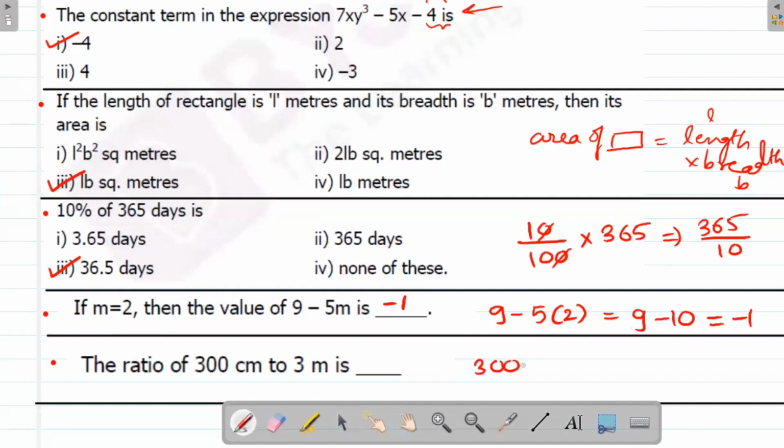Now, this is 300 centimeter and this is 3 meter. Now, ratio can always be calculated whenever there are the same units. So first you need to convert this meter into centimeter. Now, conversion we know: 1 meter is equal to 100 centimeter. So 3 meter is equal to 300 centimeter. So therefore 300 centimeter is to 300 centimeter. Now both the values are the same, so the ratio is 1:1 and hence our answer is 1:1.